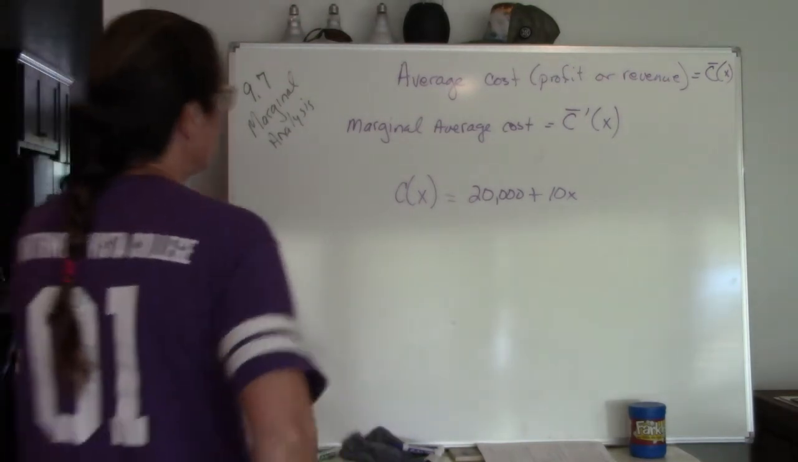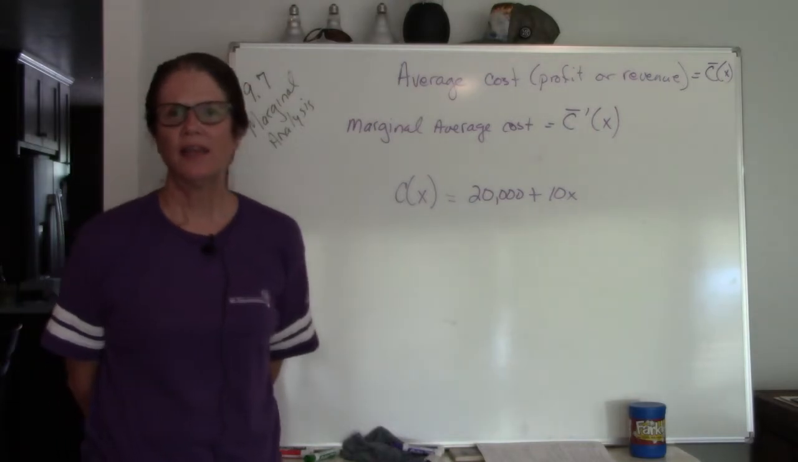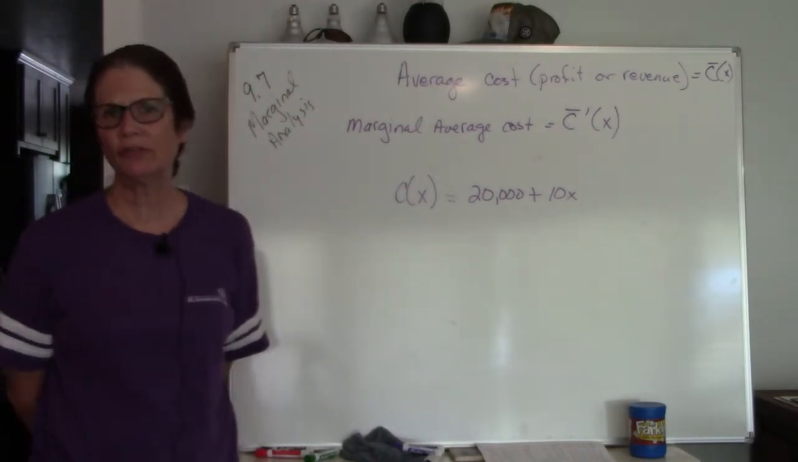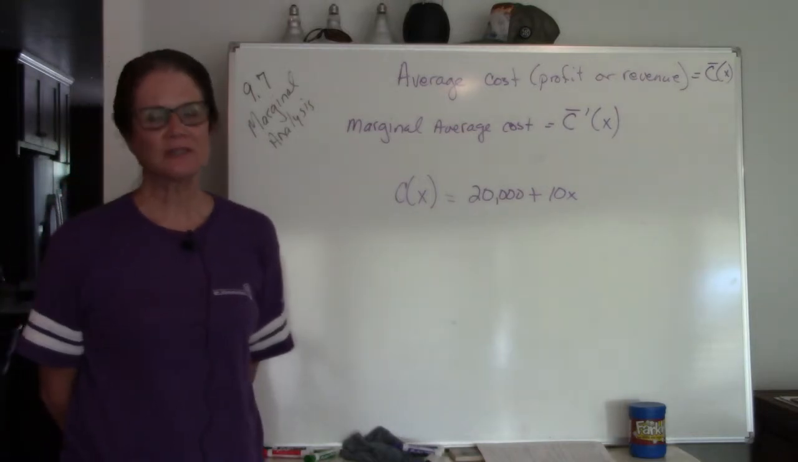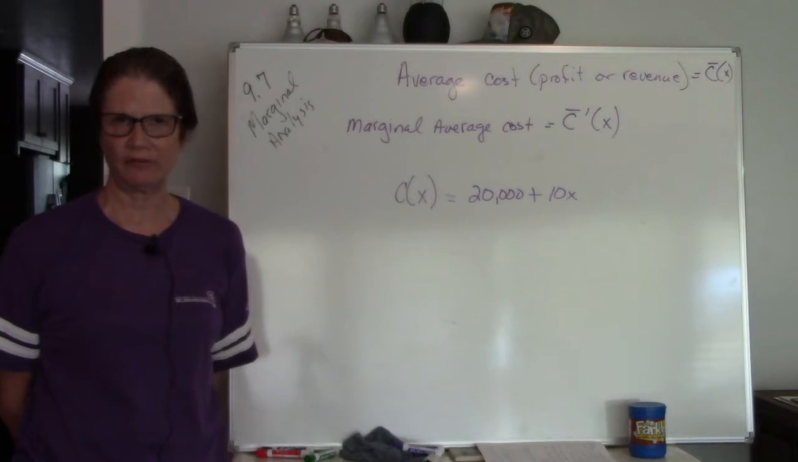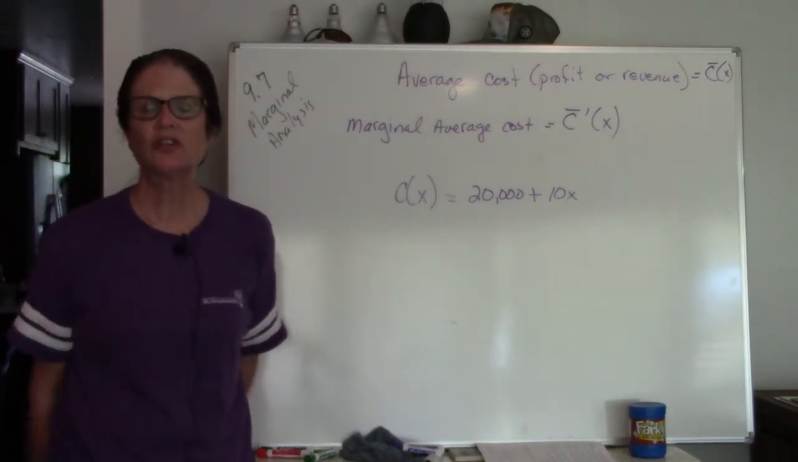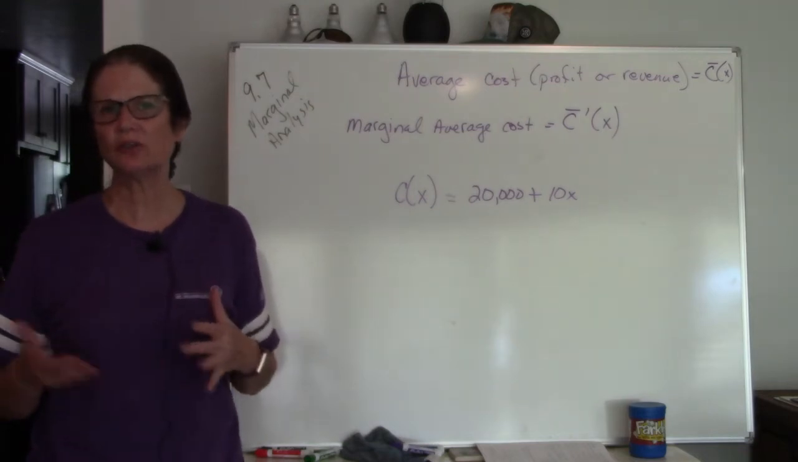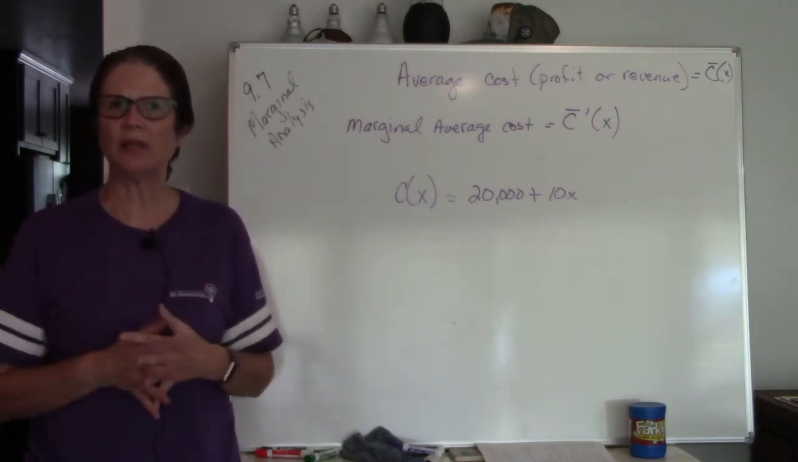All right, so this is the second part of 9.7 marginal analysis. What we're going to do is look at average cost, average profit, average revenue. It all means the same thing. And then we're going to transition to marginal average of cost, marginal average of profit, and marginal average of revenue. So whatever we do with the cost function or marginal cost, we can do it with the profit and the revenue. That's the bottom line for this.